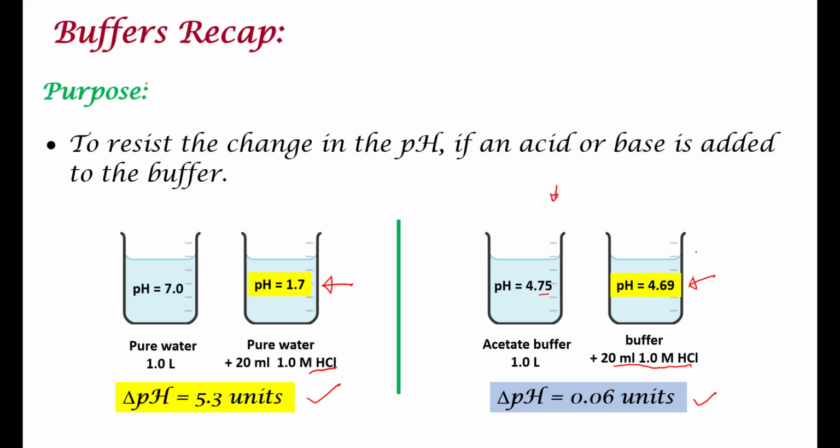So as a result, what we are learning from here is that the buffer is doing something to oppose the change in pH. That is, it's making sure that the pH change is not a lot. It's trying to make it a smaller value. Okay, so that's the purpose of a buffer.